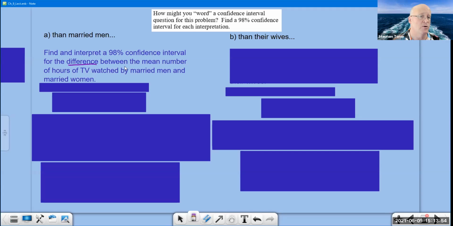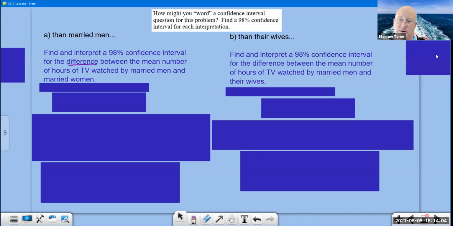Between the mean number of hours of TV watched by married men and married women, two separate groups that we were dealing with. The second time, find and interpret a 98% confidence interval for the difference between the mean number of hours of TV watched by married men and their wives. But notice both times it's a confidence interval for the difference.